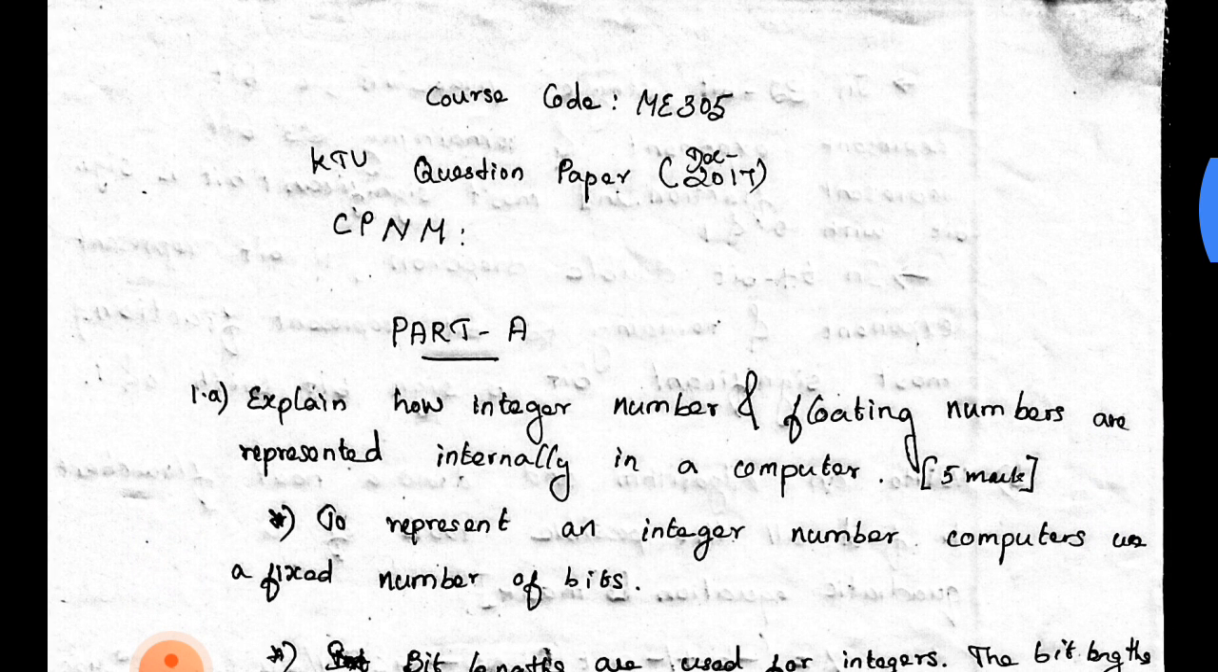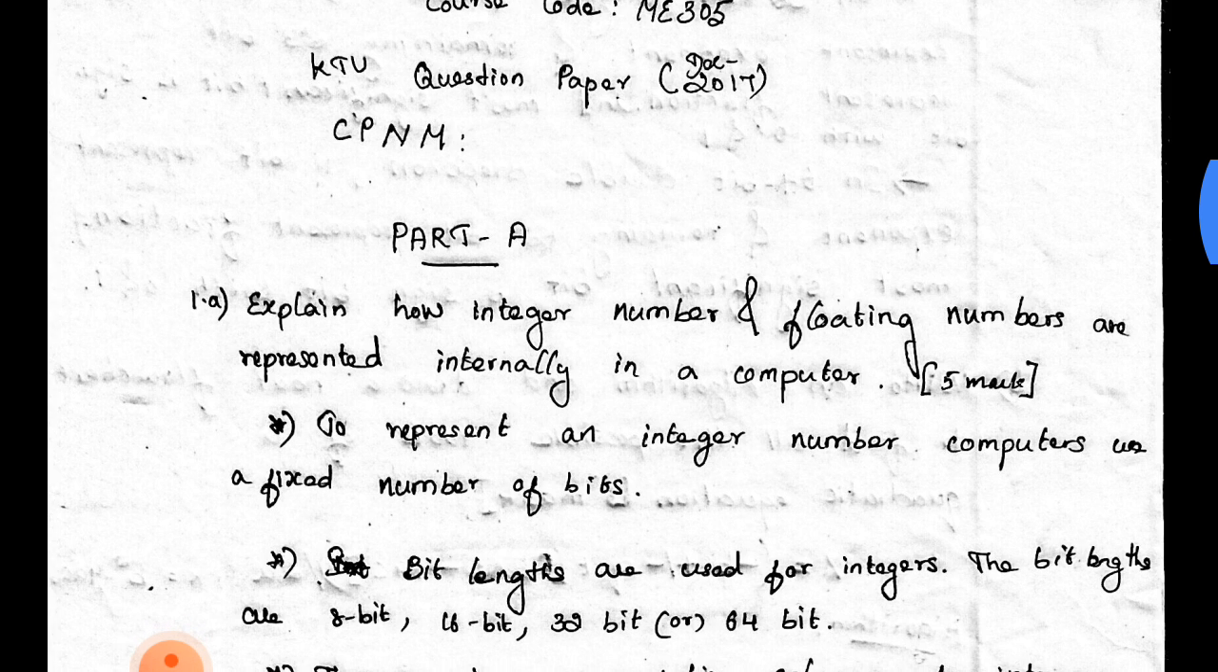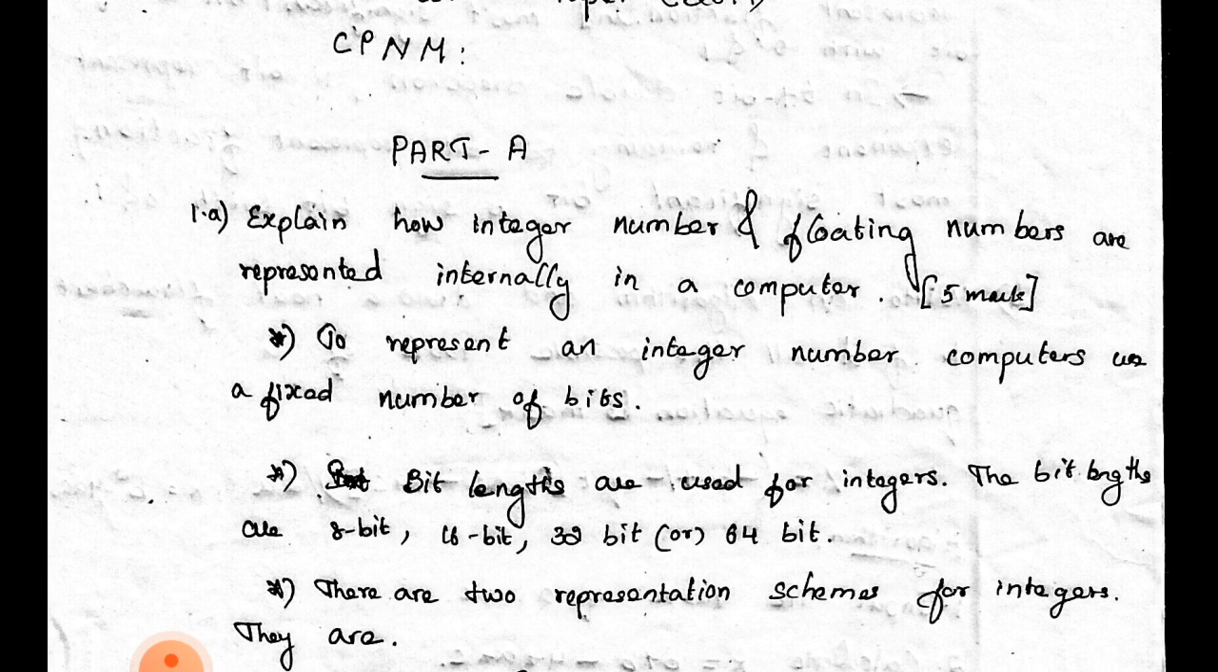We see about the KTU solved question paper for computer programming and numerical methods. In the first question A, explain how integer numbers and floating numbers are represented internally in a computer.